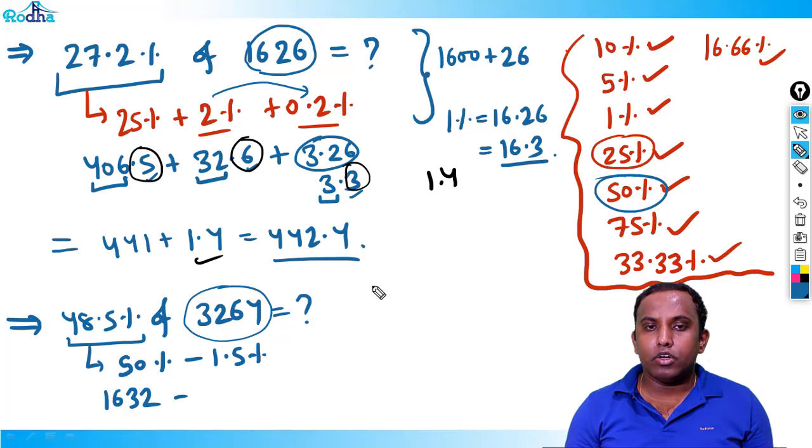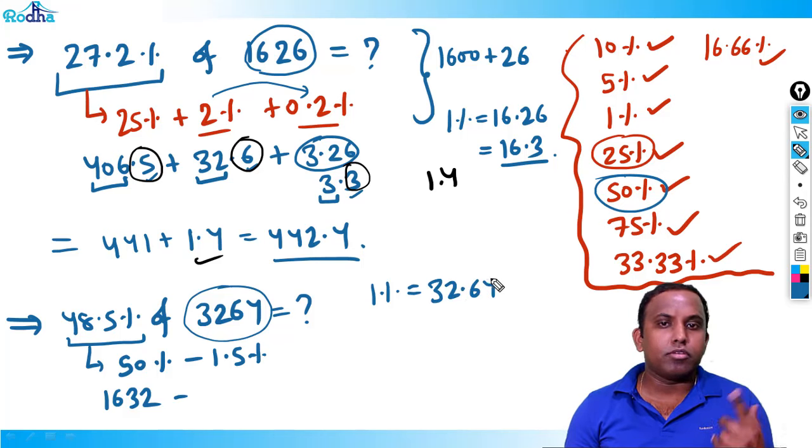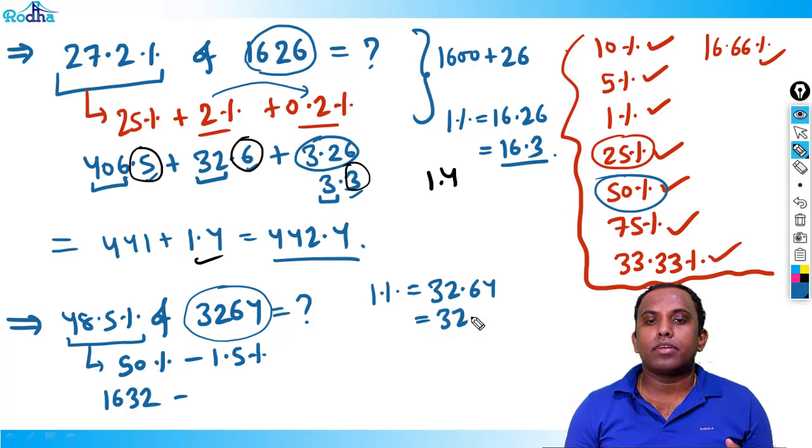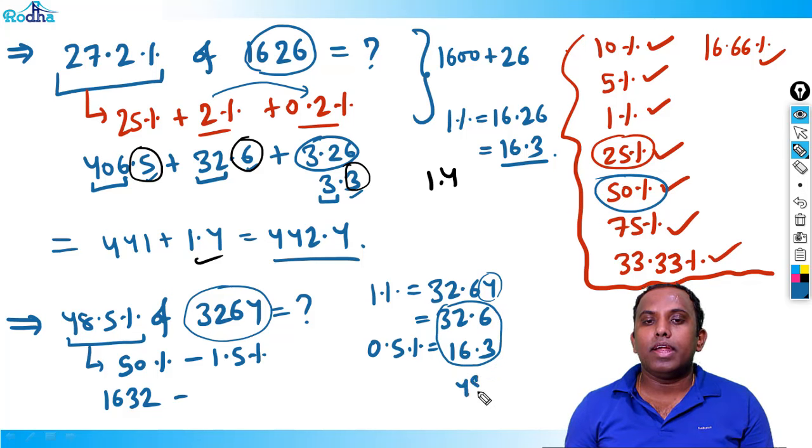Now, what is 1% of 3264? It is 32.64. We'll approximate it to one place of decimal, so I can write it as 32.6, because it is 0.4 here, so no need to increase the value. Simply 32.6. What is 0.5%? It is half of 1%. What is half of 32.6? 16.3. 32.6 plus 16.3 becomes 48.9.